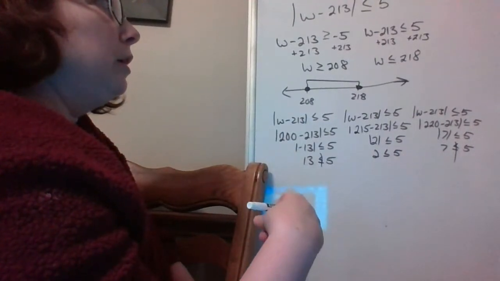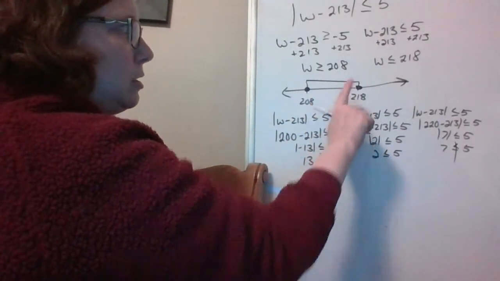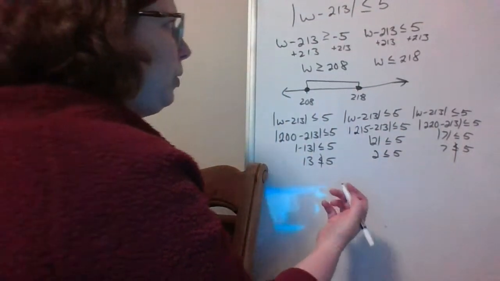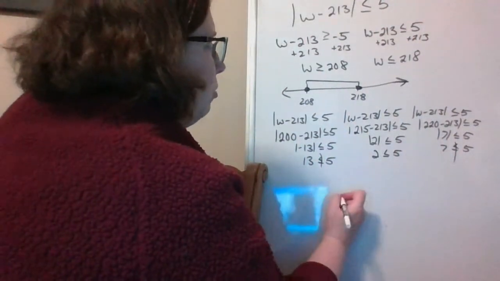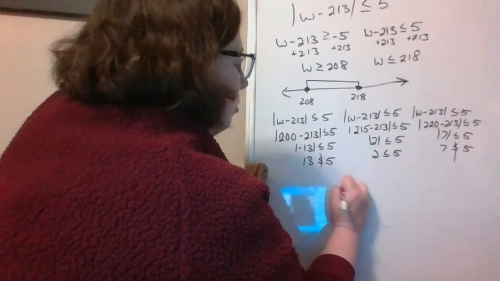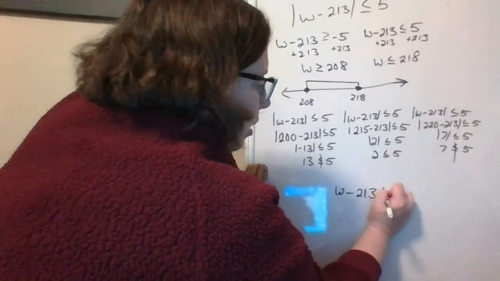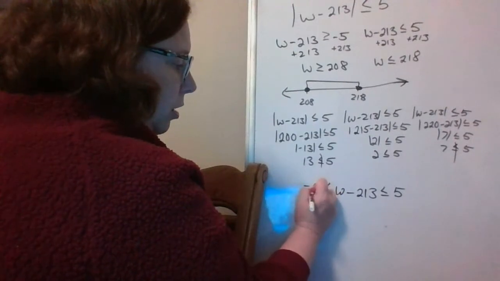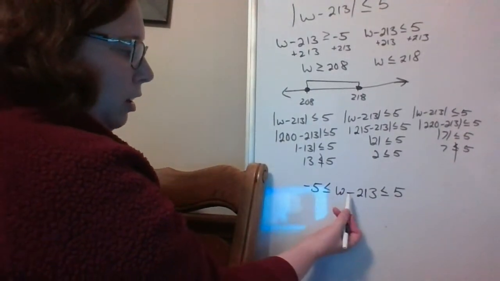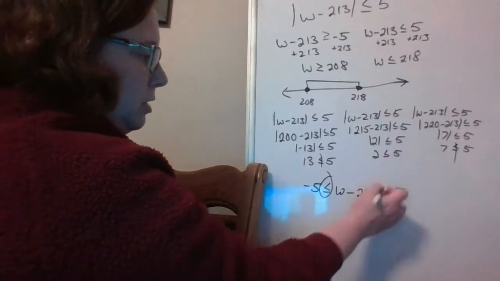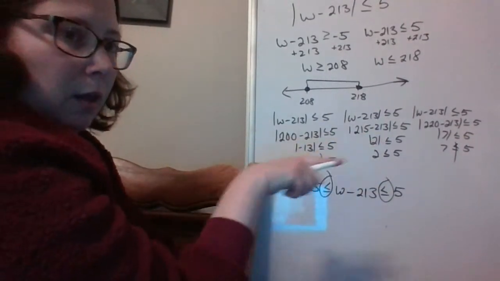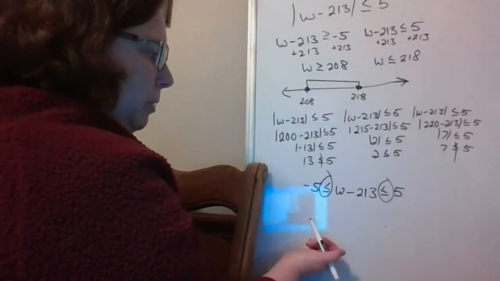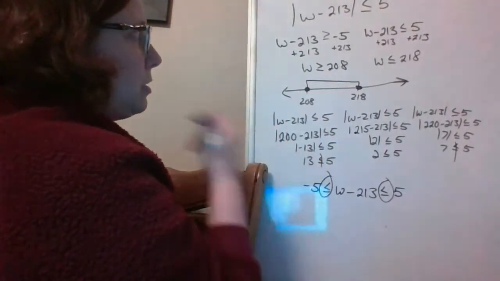Remember that with the AND solutions like this, you can actually combine both statements into one. When we solve these out, we can leave our W minus 213 in the middle, and then we have less than or equal to 5, and on the other side we have our negative 5. And when you do this, remember that these inequalities are always going to be less than facing that way. So either less than or equal to are always going to show up here. And they do in this case as well.